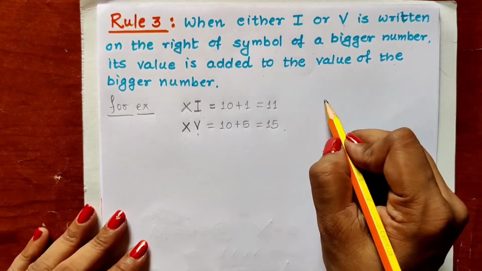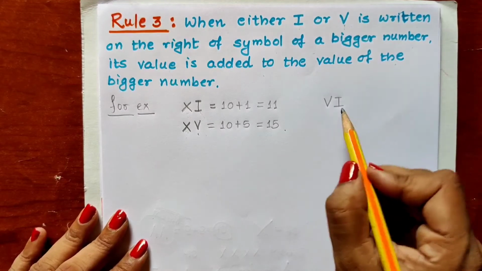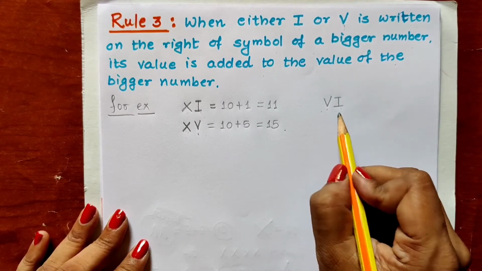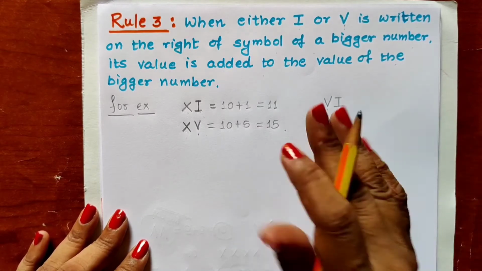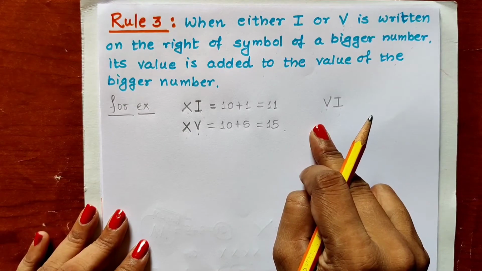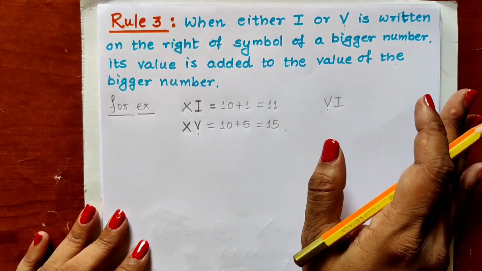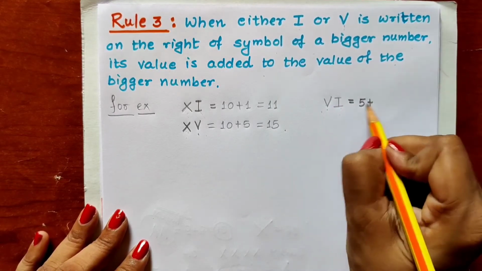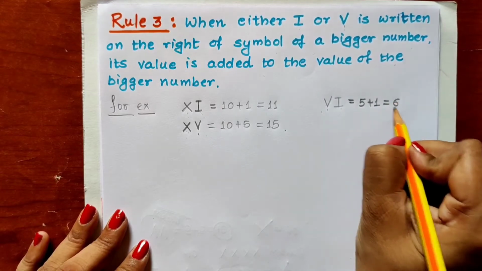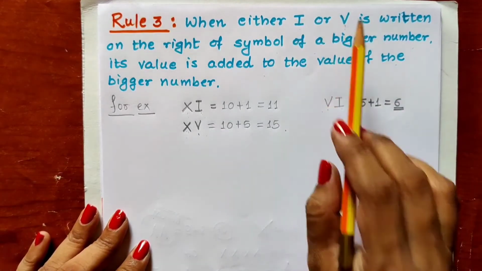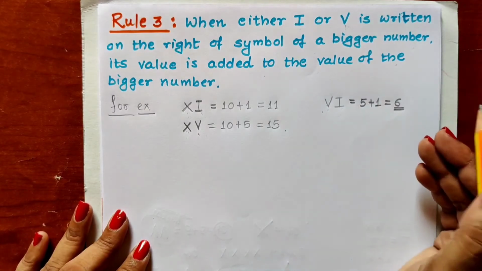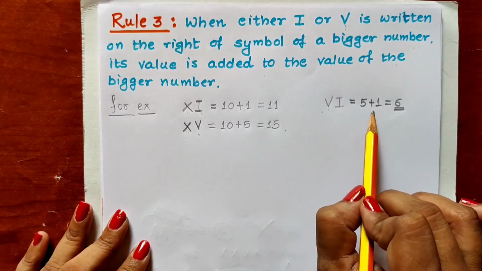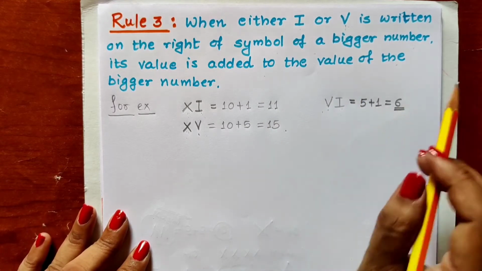Okay, if I write VI, now we all know V is bigger, I is smaller. V is 5, I is 1. So I is written on the right side of the bigger symbol. So when I is written on the right side of the bigger symbol, how to find the value? V is 5 plus I means 1. 5 plus 1 is 6. So when I or V is written on the right side of the bigger number, then the bigger number's value is added with the value of I or V.